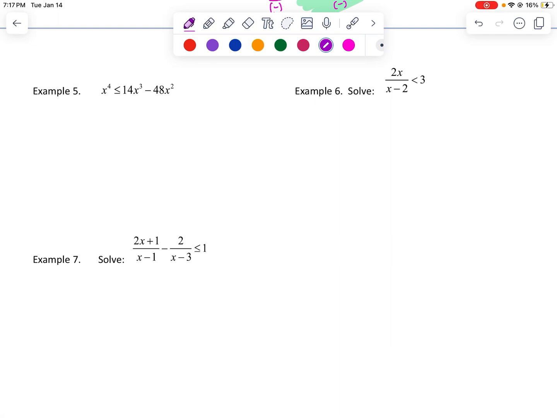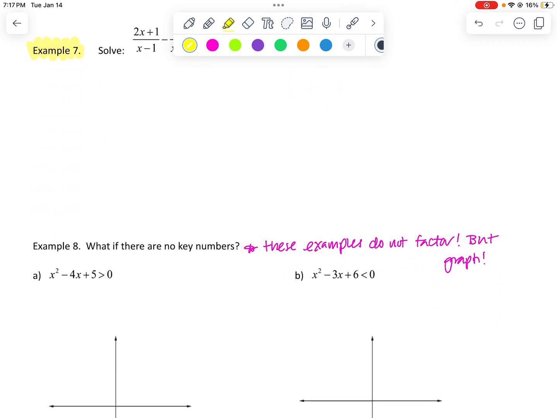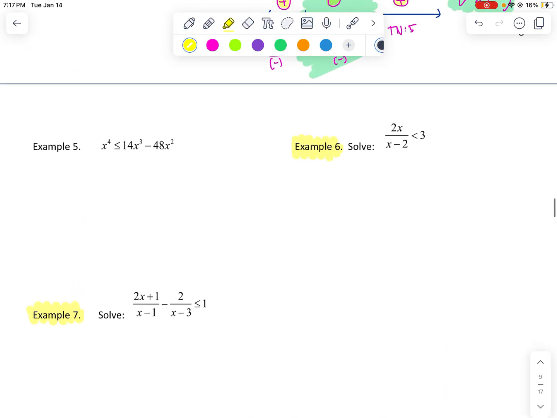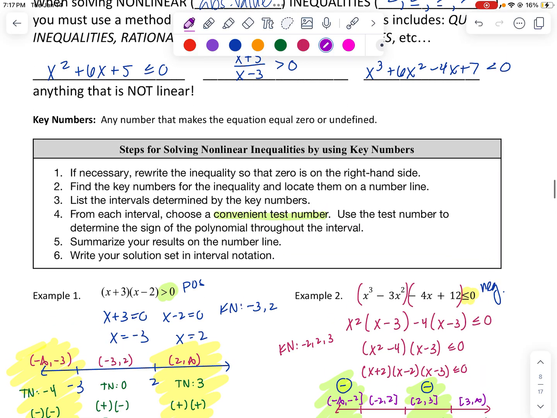All right, let's go and continue on. For this part of notes, I'm only going to do example 6, 7, and then I do want to talk about 8. 8, I wouldn't worry too much about it, but let's go ahead and start diving into example 6.